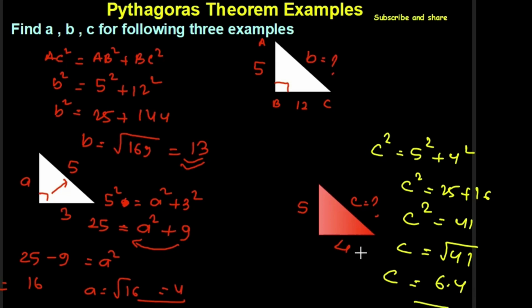So this way we can identify the unknown side by using the Pythagoras theorem, but the condition is that it should be a 90 degree triangle.